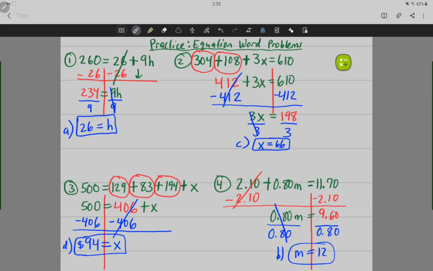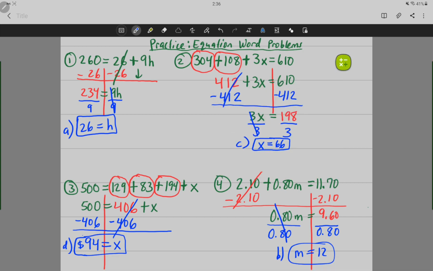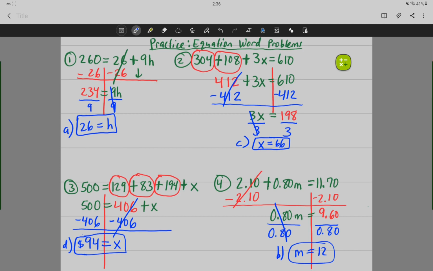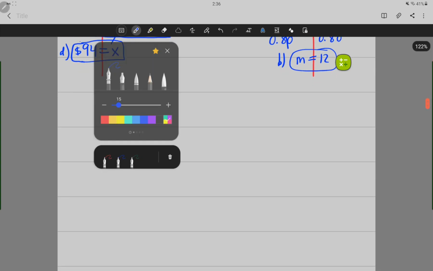Choice B. Let's just double check it. Again, always good practice to double check. Yep, 12. So her ride was 12 miles. Okay, we have 3 more to go. Let's scroll down. A little bit more space for you.